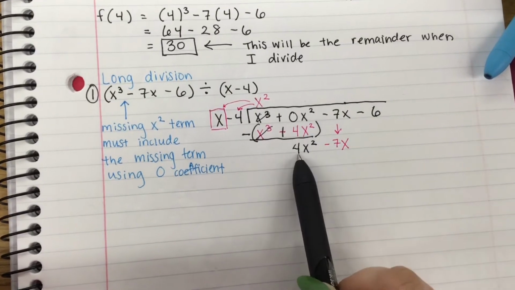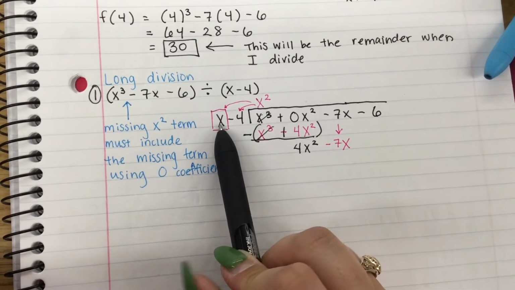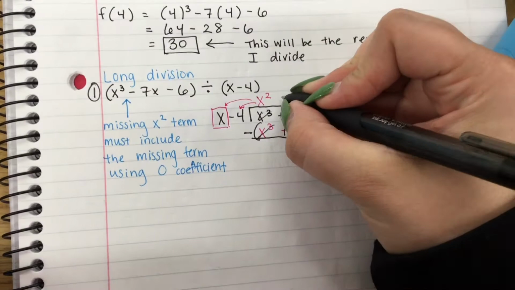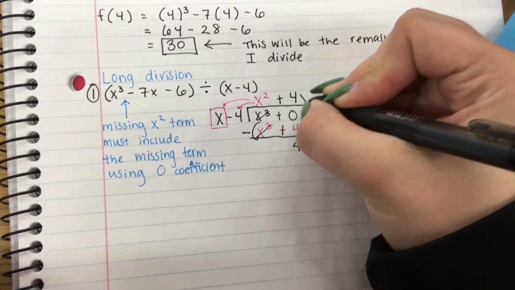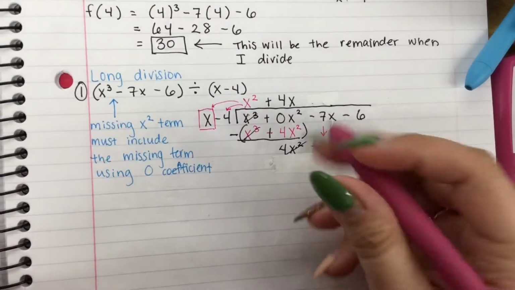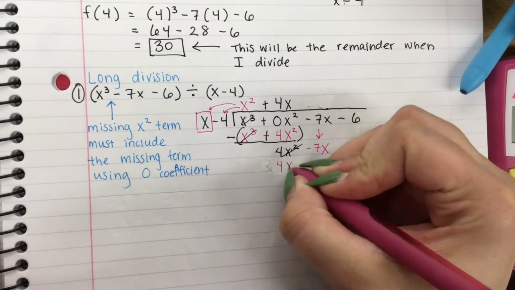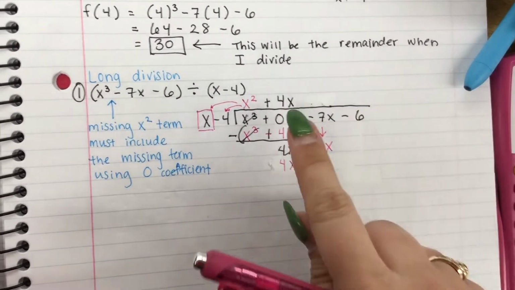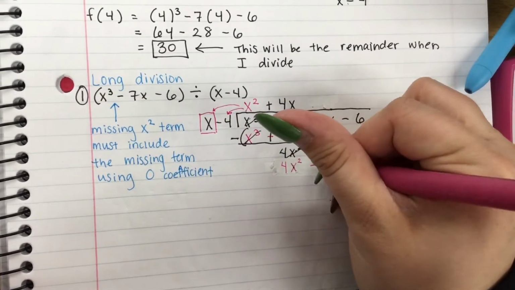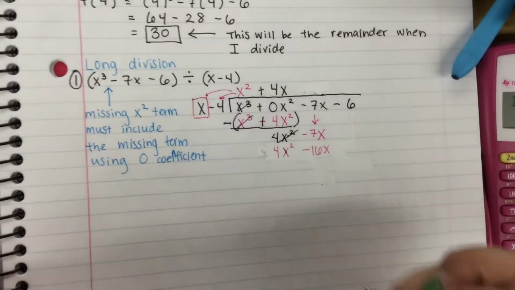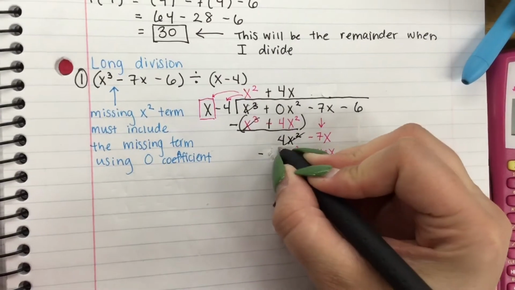I'm going to ask myself, what times x is going to give me 4x squared? So 4 times 1 is going to give me 4, and x times x is going to give me x squared. So 4x times x is 4x squared, and then 4x times negative 4 is going to give me negative 16x. This is the step where you have to subtract the whole thing. So this is where I would suggest using a different color.